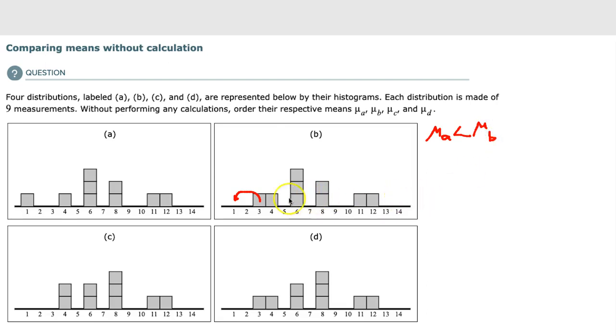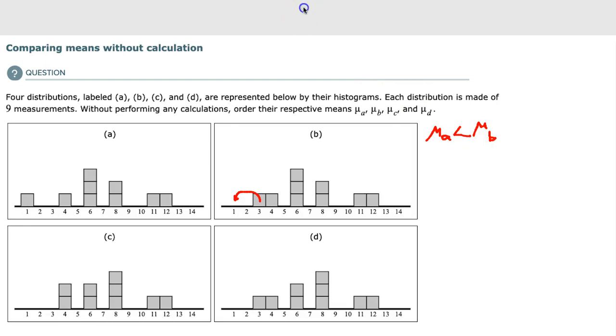Anyways, the mean of A is going to have to be smaller than the mean of B, because this block at 3 on B is not there on A. It's too small, so it's going to make the mean be smaller. Okay, so we established that between A and B, A is the smaller. The mean of A is less than the mean of B.